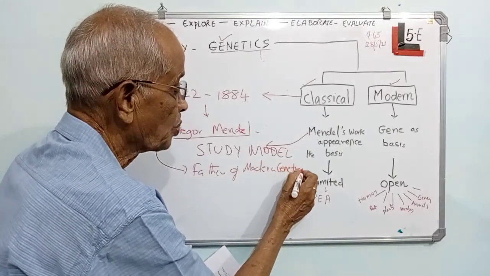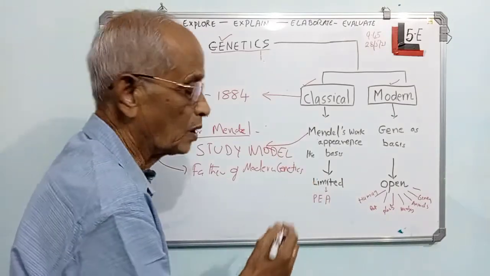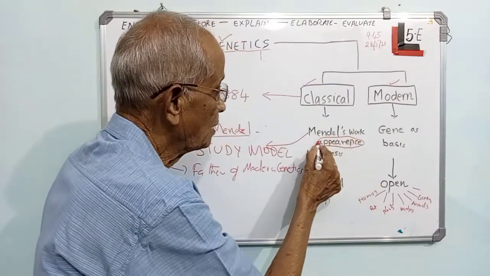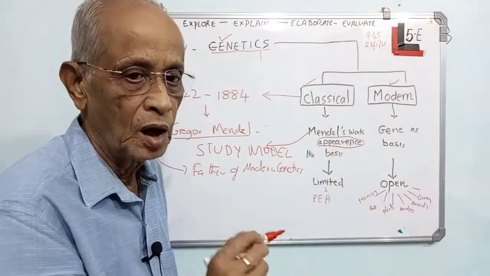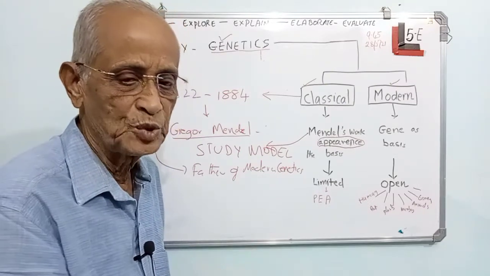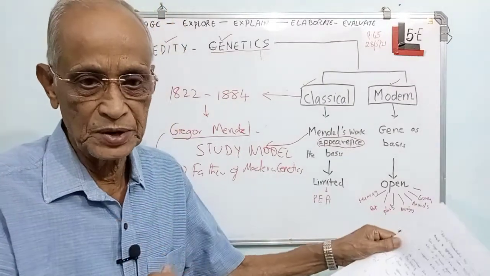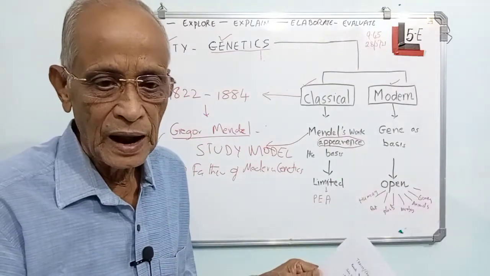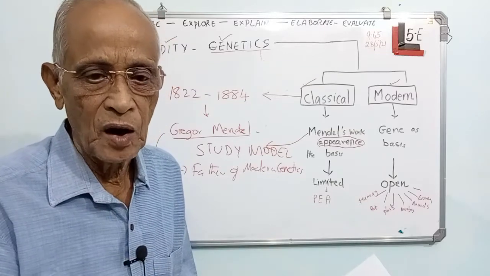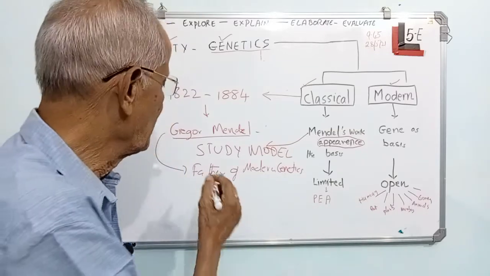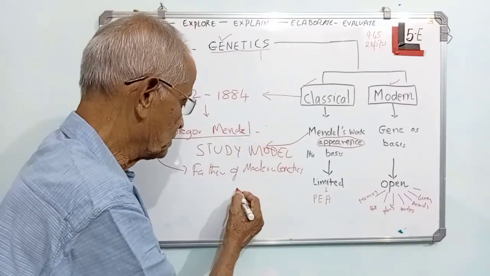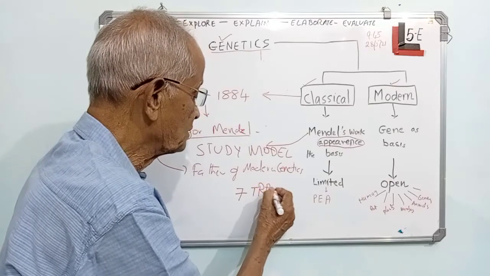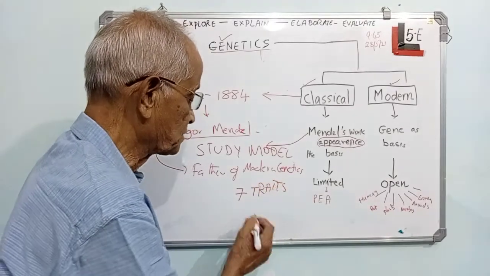Mendel's work was mostly on the appearance of the plants. That means how tall, how short, what is the color of the flower, where the flower is situated, what is the color of the pod or fruit of the pea plant, whether seeds are wrinkled or smooth. He studied 7 important characters, or seven traits as they're called.